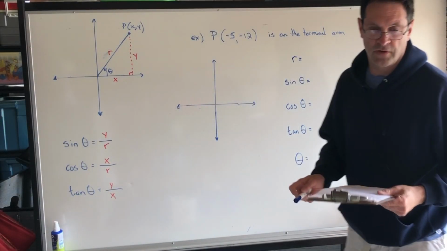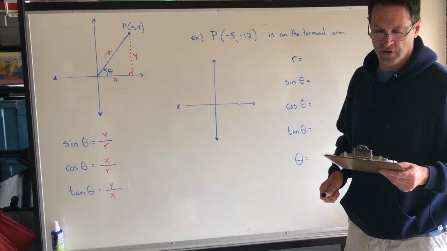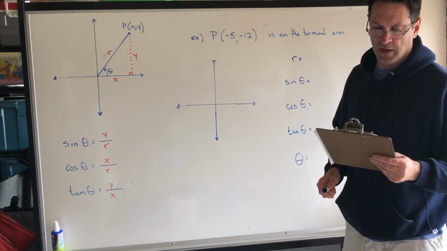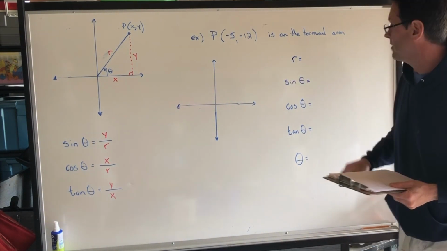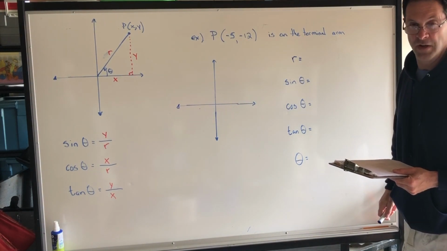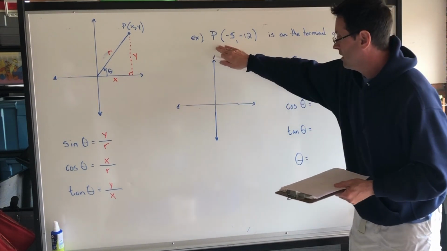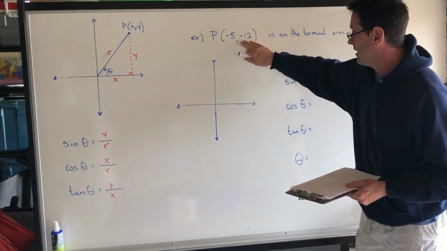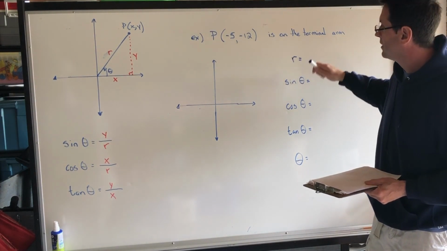Okay, here's our next video here. We're going to determine an angle in standard position when we're given a point on the terminal arm. We can also find the sine, cosine, and tangent values of that angle in standard position exactly. So for example here, point P is at -5 and -12. It's on the terminal arm of the angle in standard position.